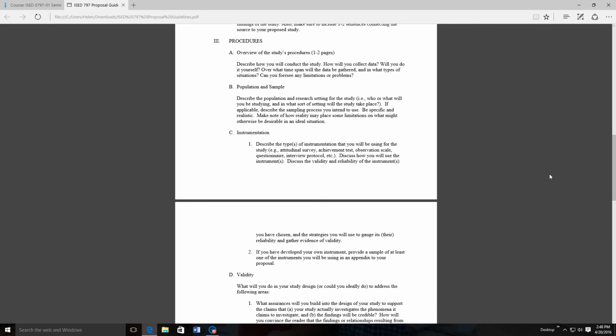Now, if you are developing your own data collection tool or instrument, then I would like you to include a draft, or append a draft to your proposal, with 7 to 10 items. So let's say you're planning to do a questionnaire. I'd like you to identify or list 7 to 10 questions, and they should be substantive questions, not demographic ones, for example, age or occupation or income, but questions that really tie to your main research question.